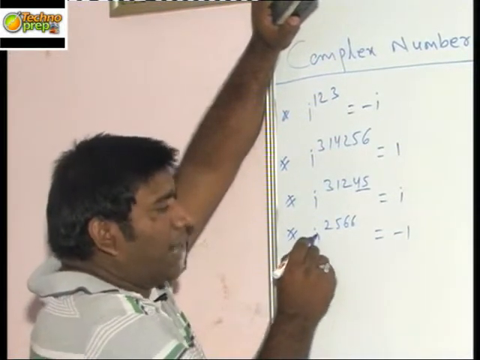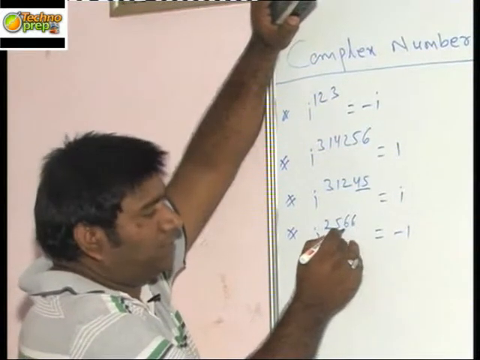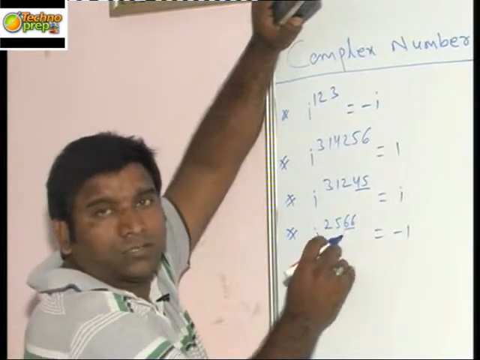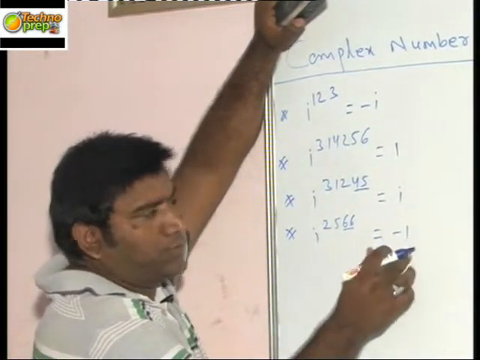Similarly, for i to the power 2566, the last 2 digits are 66, which leaves remainder 2 when divided by 4. So i square equals minus 1.